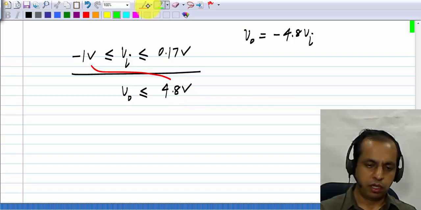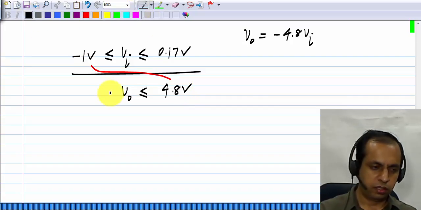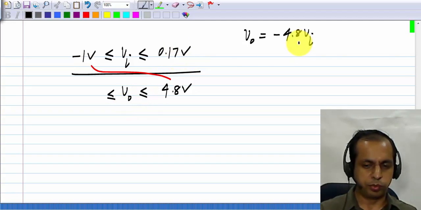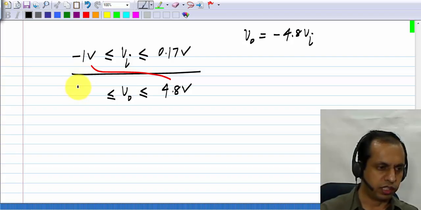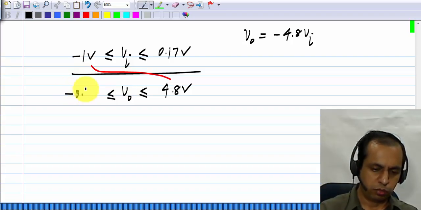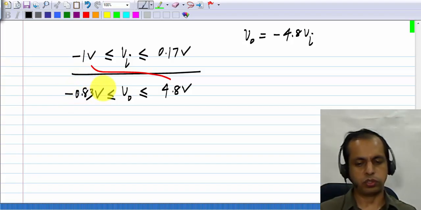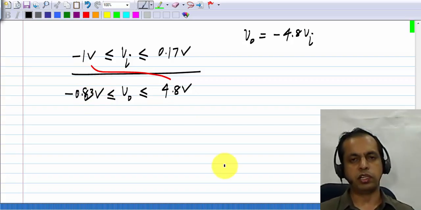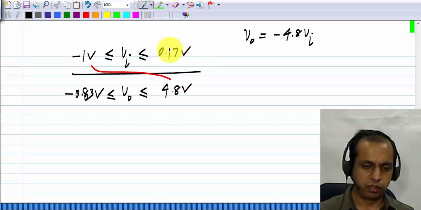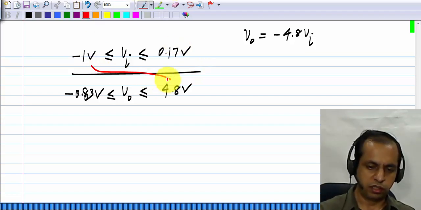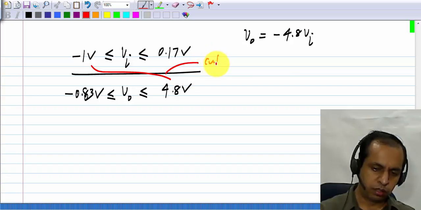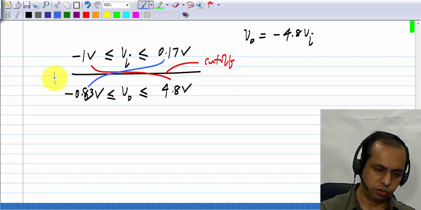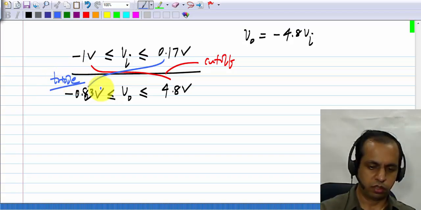And on the other side we have 0.7 times minus 4.8, which is about minus 0.83 volts. So if you evaluate the limits in terms of the outputs, this is what you will get. So this is due to cutoff, and this one is due to triode.